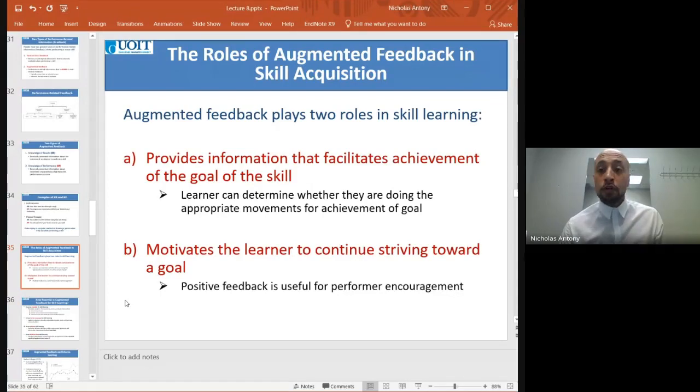People are getting bored, so they're not cognitively concentrating on what they're doing, right? And then therefore they're not learning. You need to keep that cognitive process going. You need to keep the participants motivated. So by providing augmented feedback, you're obviously facilitating learning and giving them information, but it's also a motivational technique. So it does two different things.